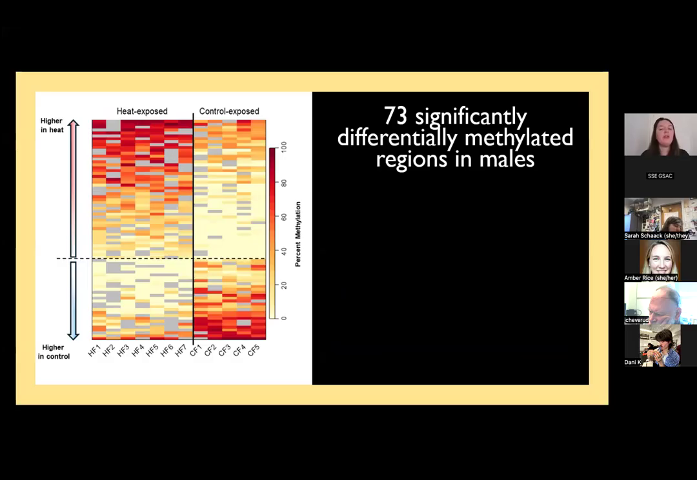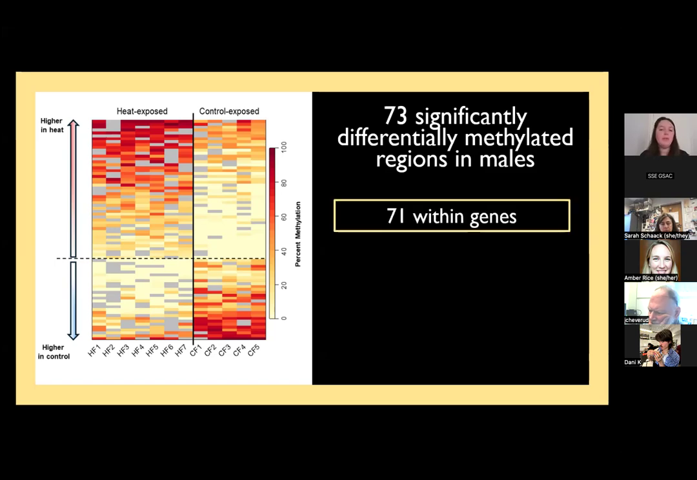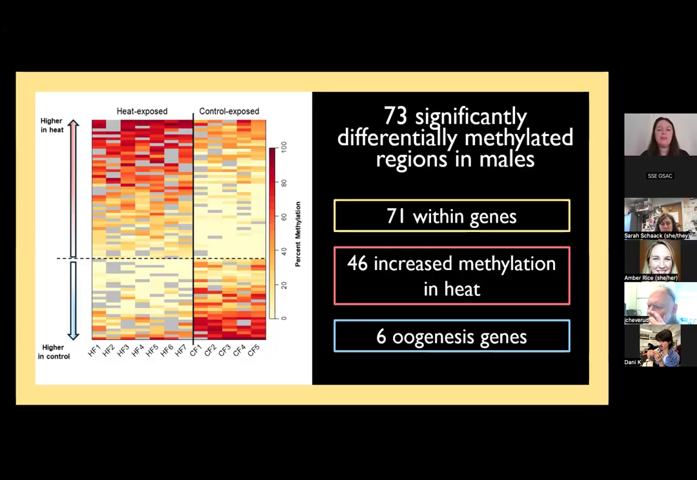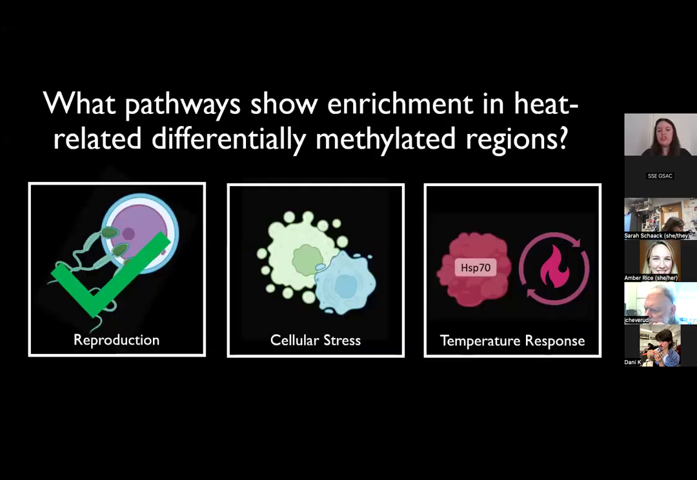And females showed a very similar pattern, just fewer differentially methylated regions. So instead of 173, we got 73. The majority of these were also within genes, just like males. The majority of them increased in methylation, just like the males. And just like the males, 6, or a pretty significant portion, of the 73 differentially methylated regions had known functions in oogenesis and female reproduction. So I would say check.